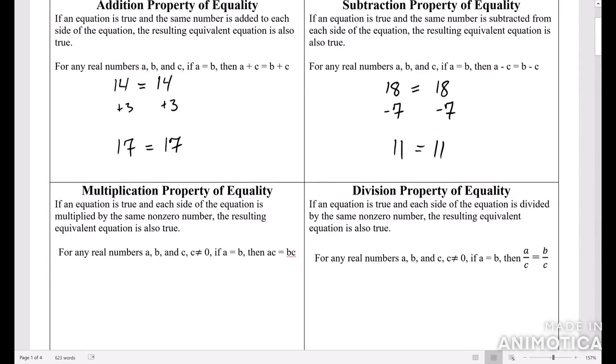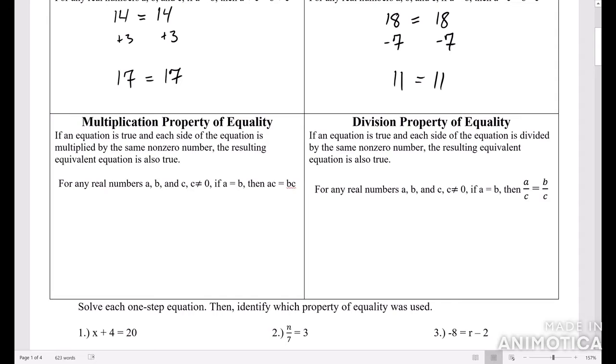Multiplication property of equality says if an equation is true and each side of the equation is multiplied by the same non-zero number, meaning we're not multiplying by 0, the resulting equivalent equation is also true. So for any real numbers a, b, and c, where c is not equal to 0, if a is equal to b, then a times c is equal to b times c. So if I start with 5 on each side, 5 equals 5, I can multiply that times 4, and if I do it on both sides of the equation, the resulting equation is true.